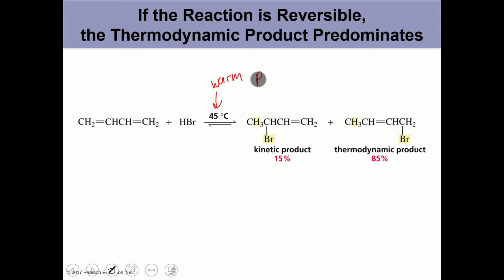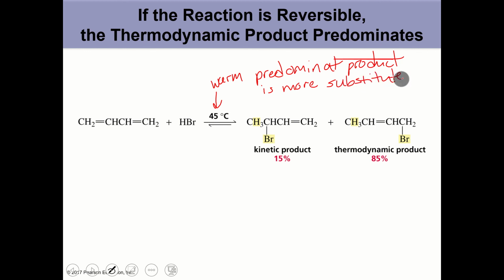So under warm conditions, the predominant product is the more stable or more substituted pi bond in the final product, because that product will be more thermodynamically stable in terms of the value of delta G.